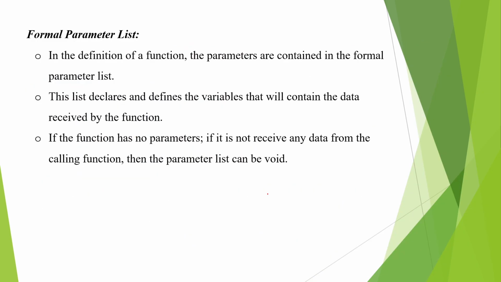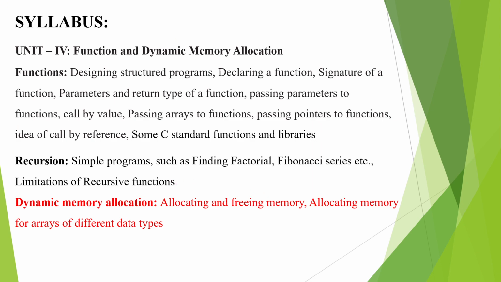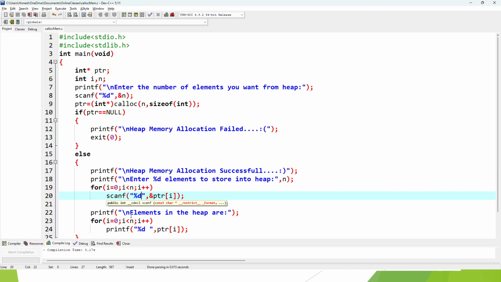Here you can see, I'm going to the syllabus actually. Here, where it is, yeah, allocating and freeing memory. How we allocate, how we free the memory, that we need to discuss. And allocating memory for arrays of different data types. Arrays of different data types means, whatever the type, what we simply need to do is, in the calloc function we just need to change the pointer here.